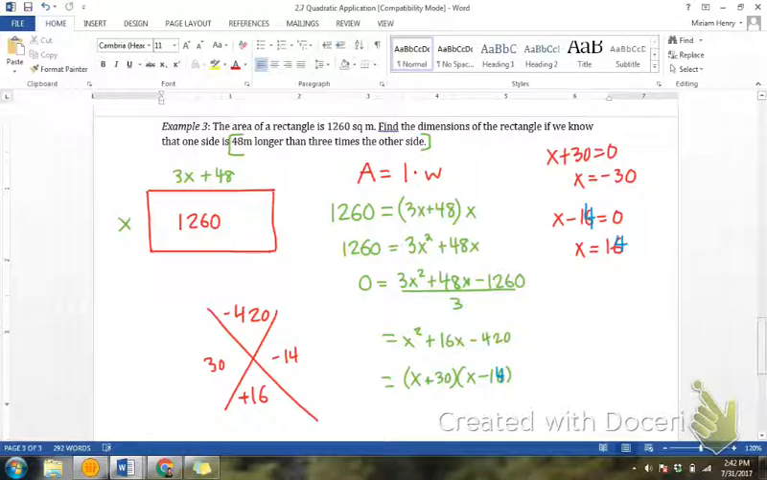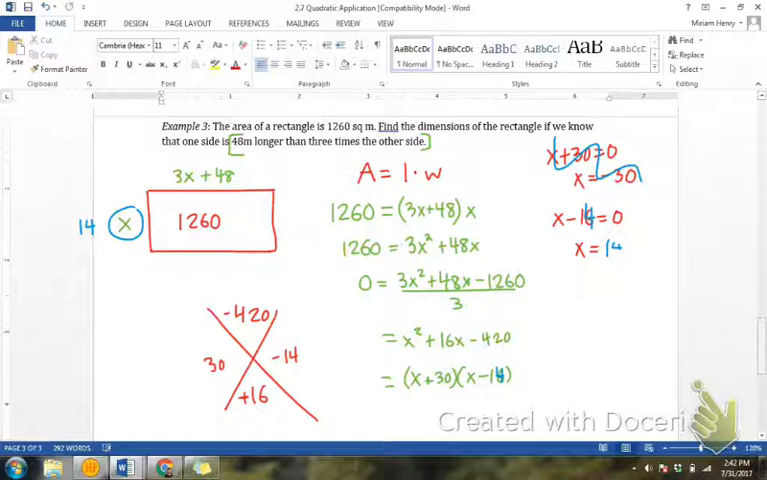So we know that one of our sides is just x over here. Can we have a side measurement that's negative 30 feet? No. So actually our negative 30 is not going to work, right? So in this answer, the only answer we can use is the 14, but it says find the dimensions of the rectangle. So I know that this side over here is 14. How am I going to figure out how long this top is? What do we need to do here? Plug in the 14 for our x, right?